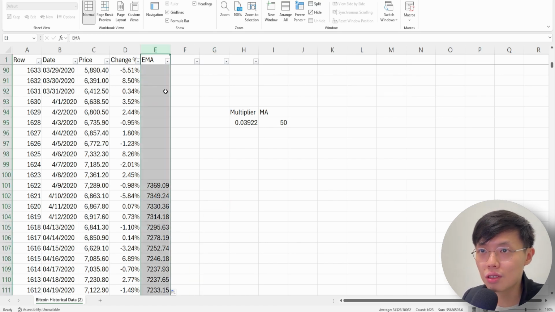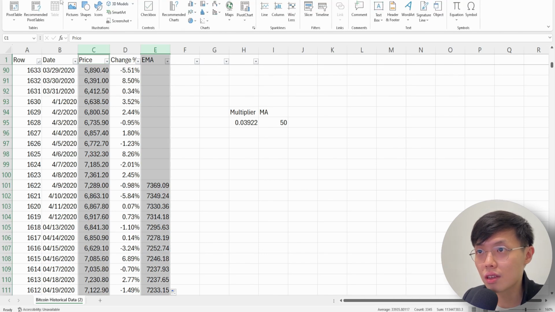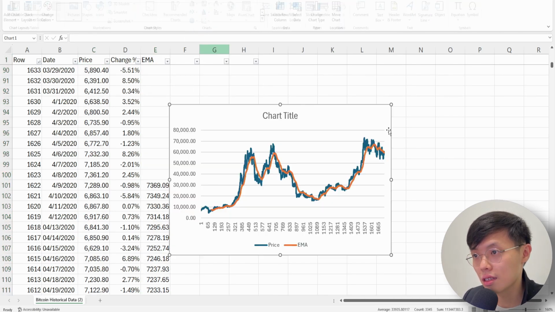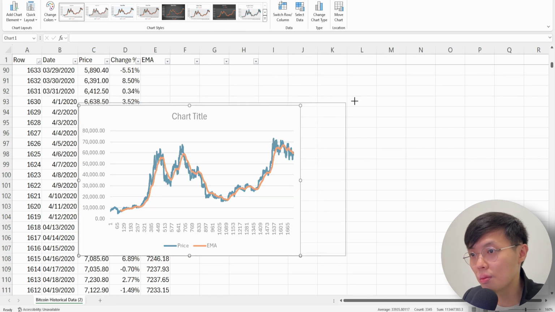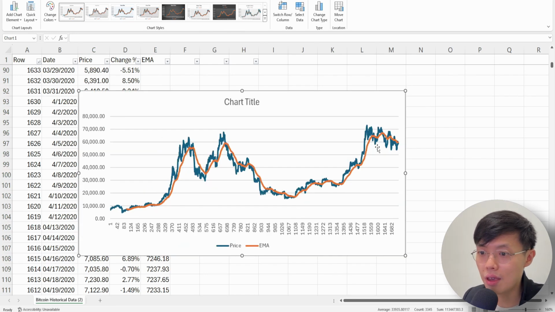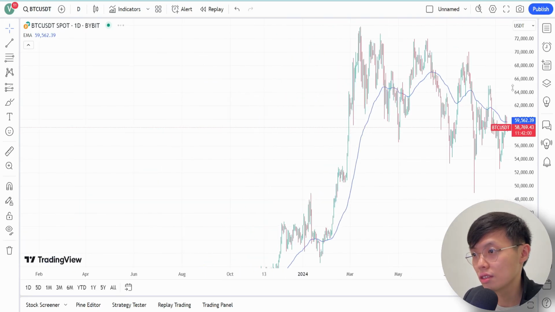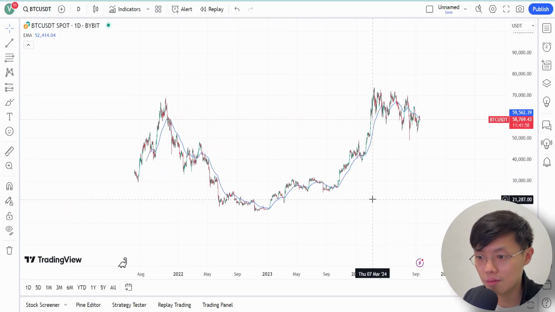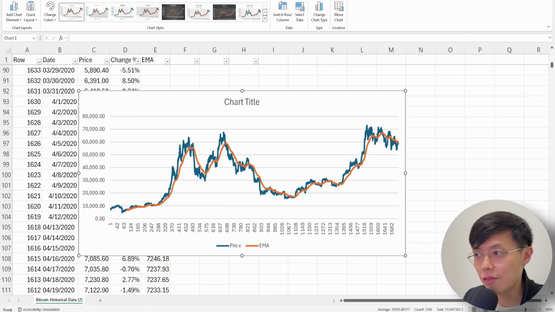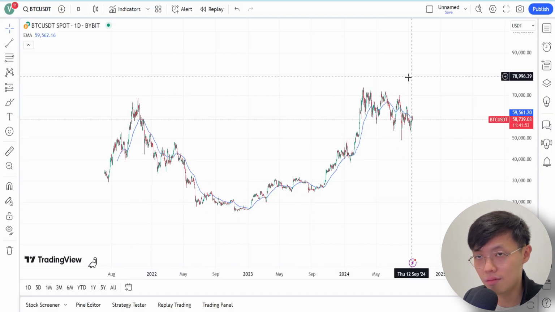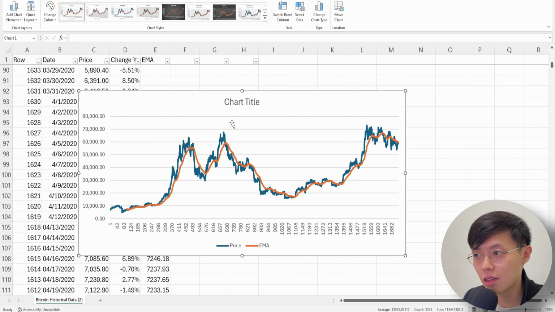If you were to select the C and E cells and draw a graph, you can see the price. You can see now the price of Bitcoin and the EMA, which is exactly the same as this right here. It's actually the same, just that we now calculate it in Excel.